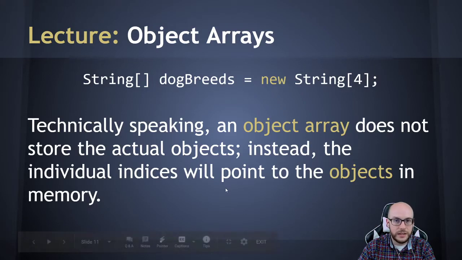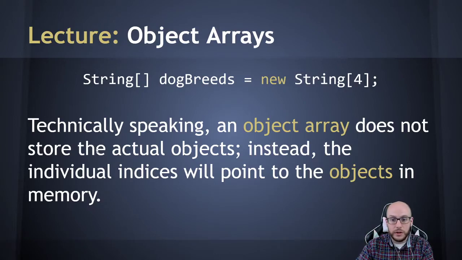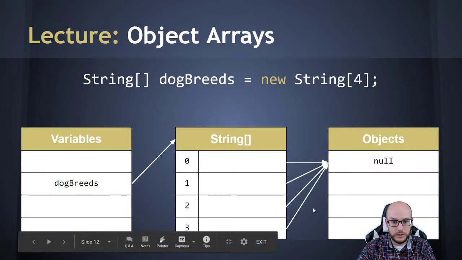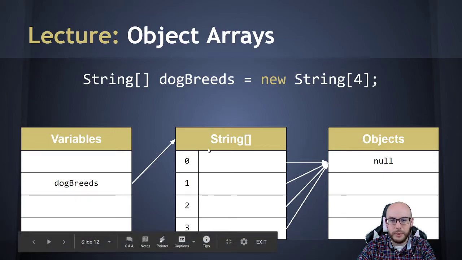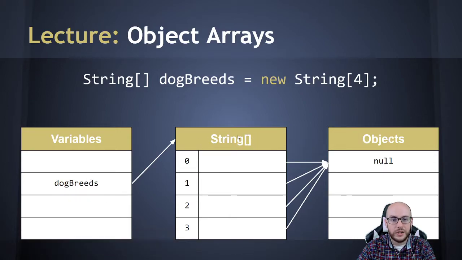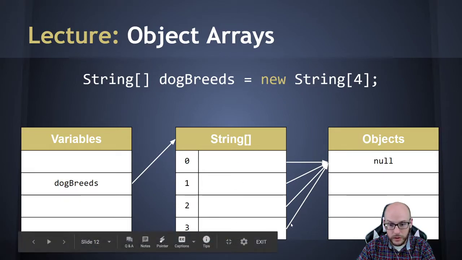Now, and this is the part that I'm almost scared to show you, but it's really what is happening. Technically speaking, an object array does not store objects. Instead, these are variables. These are just pointers. Visually, it's more like this. dogBreeds is pointing at a string array. That string array is a collection of 4 string variables. Initially, all those things are null. What that means is those 4 variables are pointing to null.